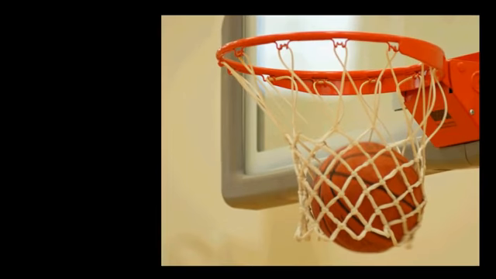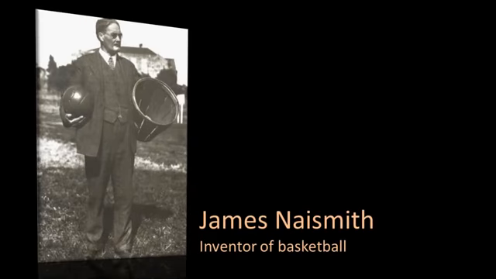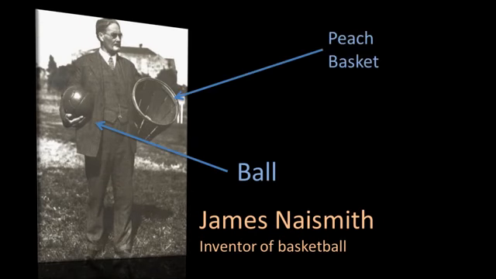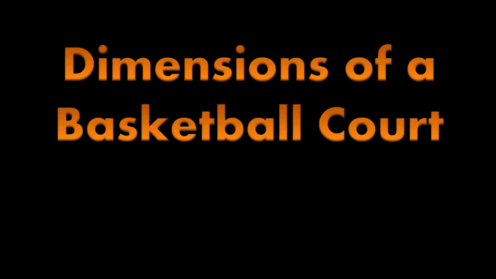There are two main items that you need to play a game of basketball, and they are a hoop and a ball. Or if you're old school, a ball and a peach basket like they used to use back in the day. But sooner or later, as you become more competitive and games get more organized, you will encounter a basketball court. So let's look at how a basketball court is laid out, and more specifically, its dimensions.